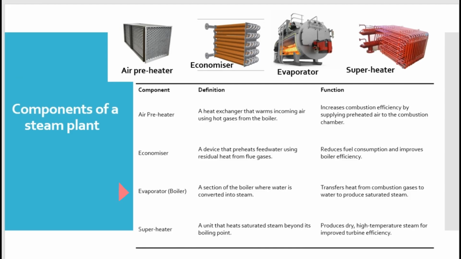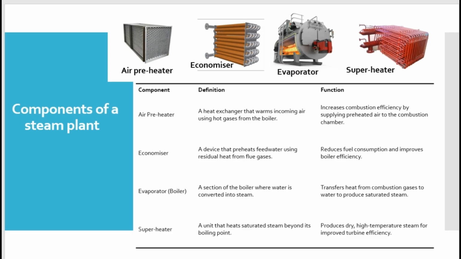The third component is an evaporator or a boiler. The heat that is sent by fuel heats water, and water produces steam. So water is inside the boiler, water is being heated by the heat from the fuel, and it converts it to steam. The fourth component is a superheater. A superheater is a unit that heats saturated steam beyond its boiling point. It produces dry, high-temperature steam for improved turbine efficiency.